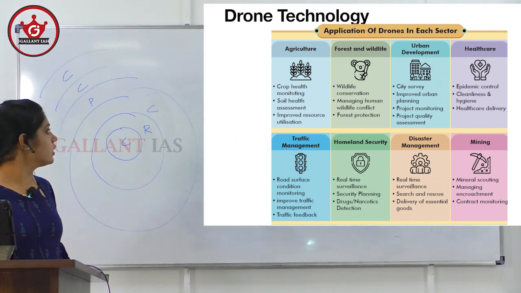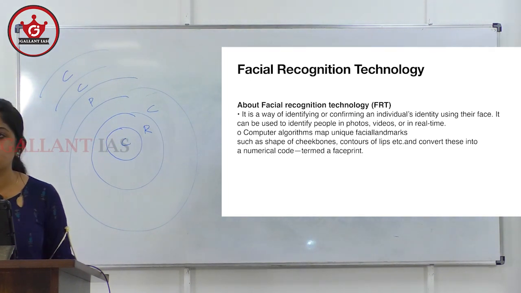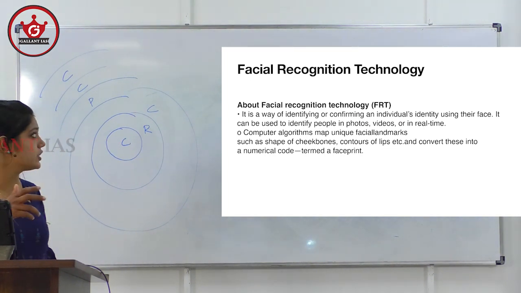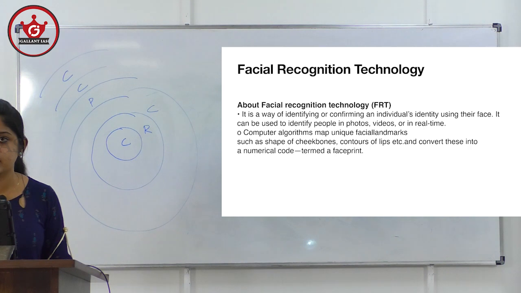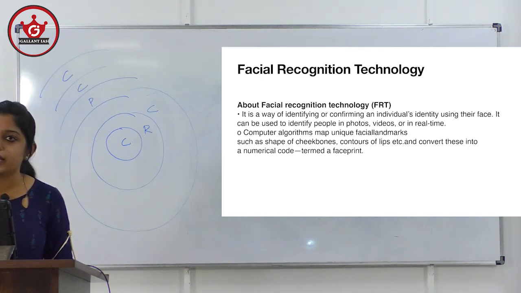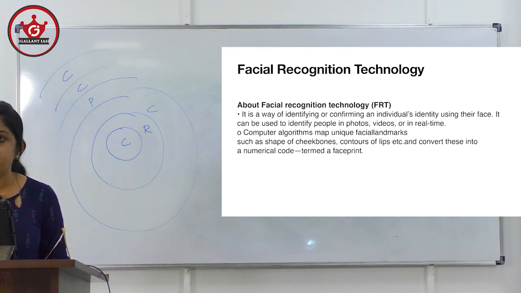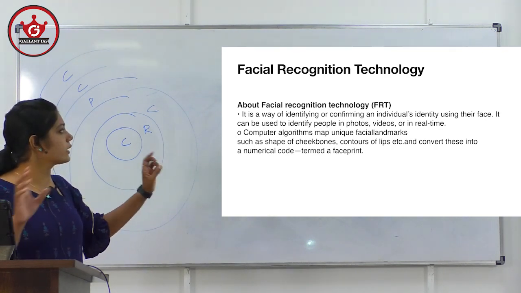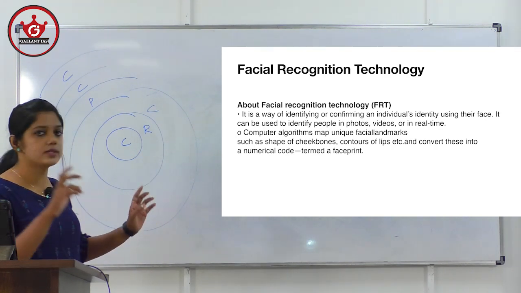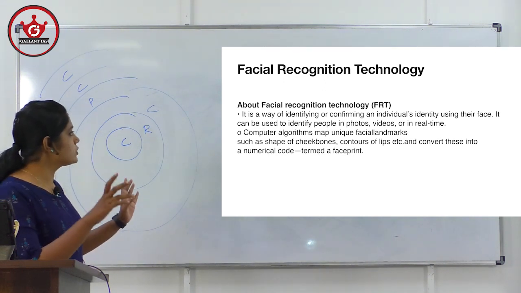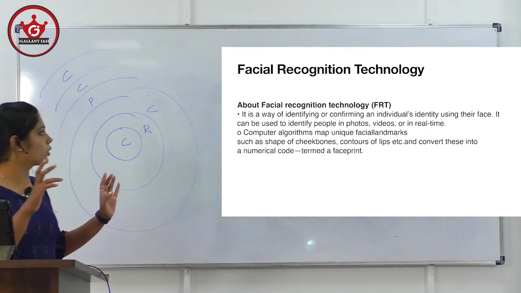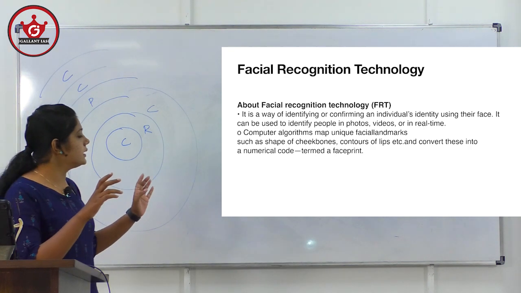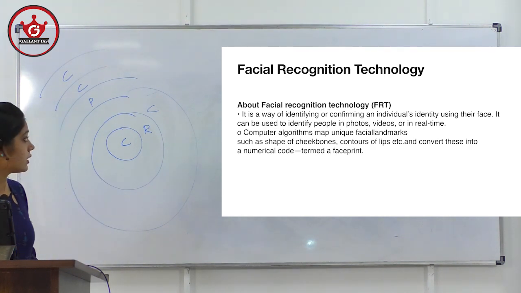Important. Moving on further, facial recognition technology. It is used in traffic signals and all nowadays. It is a kind of biomarker. It is a way of identifying or confirming an individual's identity using their face. It can be used to identify people in photos, videos or in real time. And it uses a face print method.